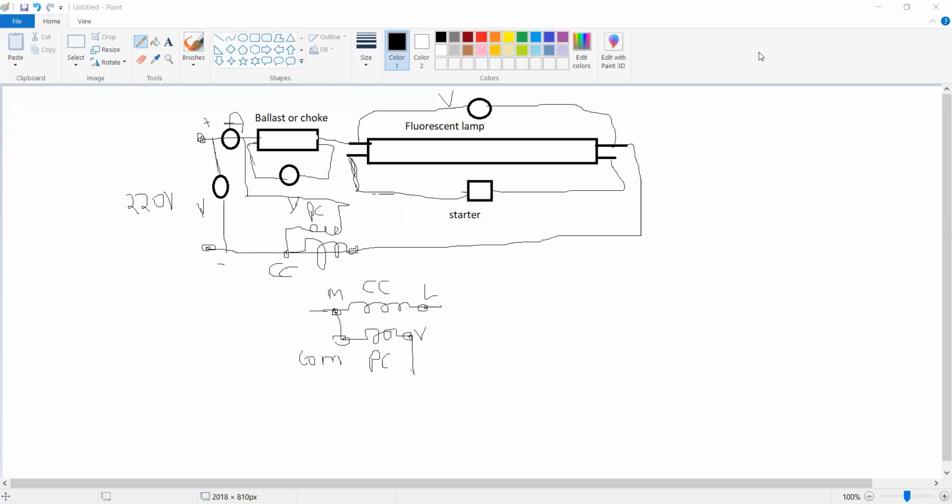The work of the starter is to provide the striking voltage. These fluorescent lamps do not glow at 220 volts or 110 volts. They glow at 1100 volts. So in order to give 1100 volts, there is this starter which has a capacitor and a bimetallic strip inside it, which helps in providing the striking voltage of 1100 volts to the fluorescent lamp. This is the work of the starter and the ballast.